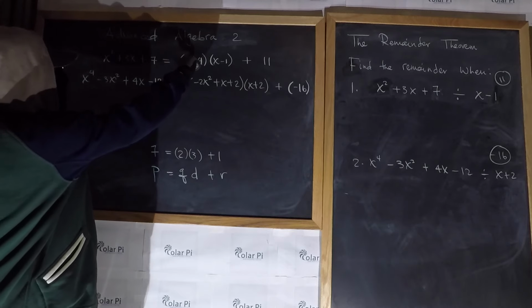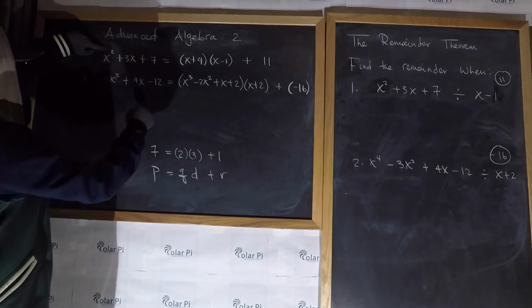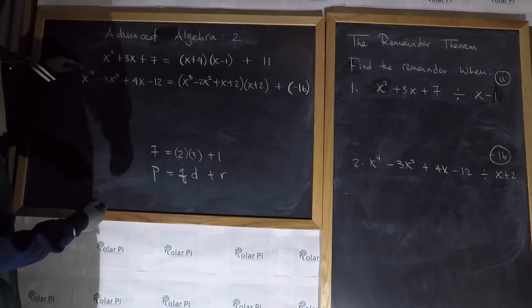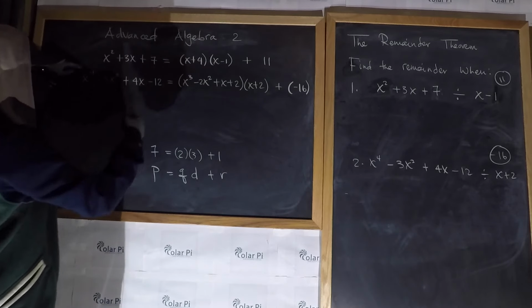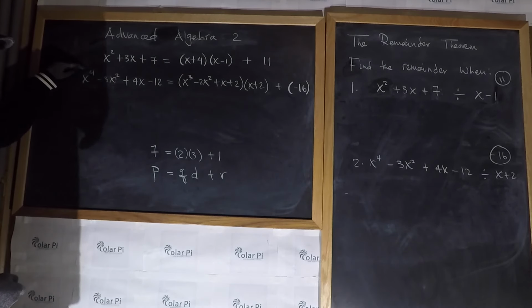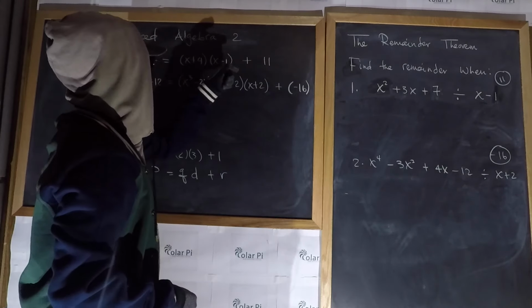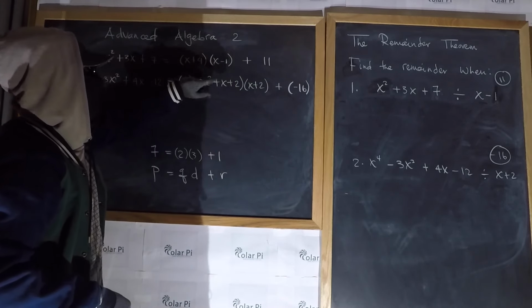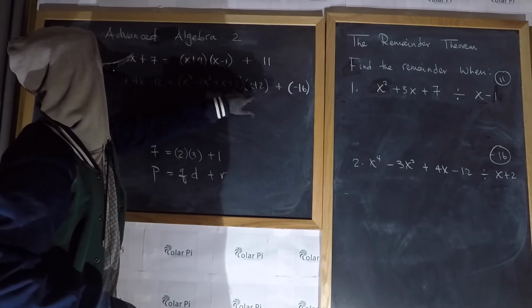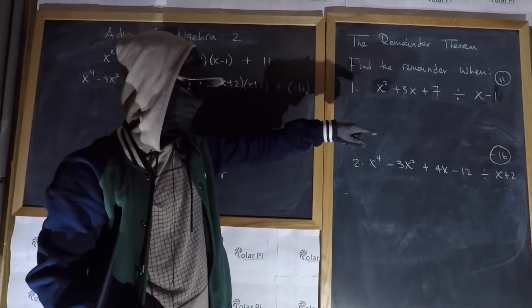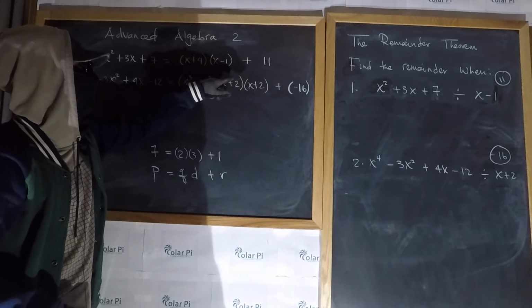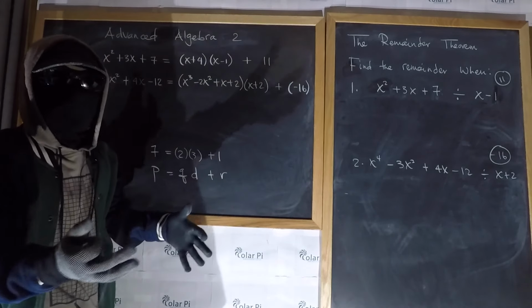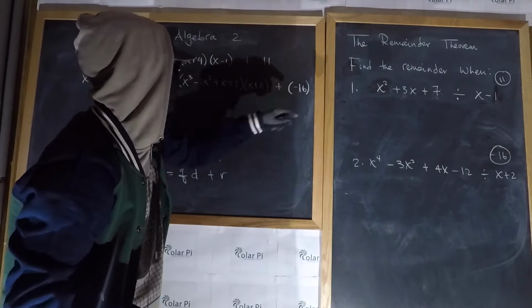The quotient has to be 1 degree less. This is a quadratic, this is 1 degree less. This is a quartic, this is a cubic, 1 degree less. Yeah? And the remainder has to be a degree less than both the quotient and the divisor. And since our divisors in both cases are linear, then the remainder has to be 1 degree less than a linear, which is just a constant, right?